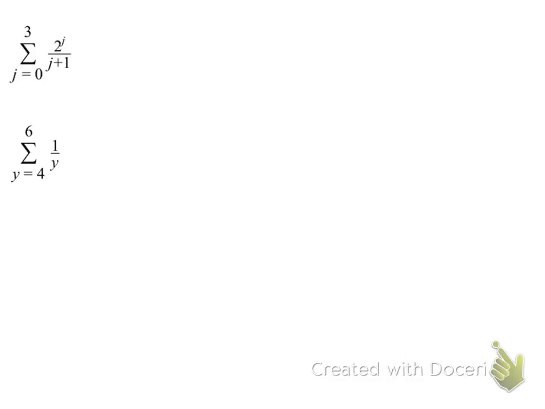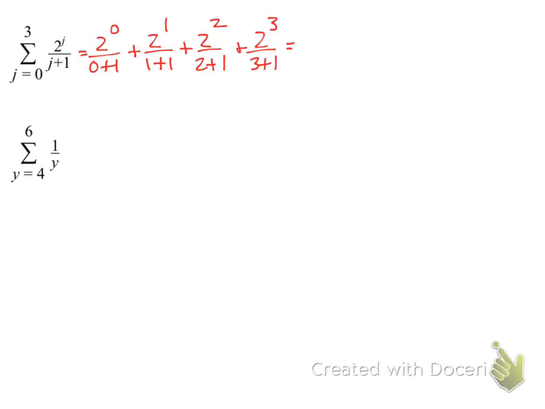Very easy. So 2 to the 0 over 0 plus 1, plus 2 to the first over 1 plus 1. Yeah? Next one, 2 to the second over 2 plus 1, and 2 to the third over 3 plus 1. I think those can be reduced. So 2 to the 0 power is 1 over 1, plus 2 over 2. Hey, that's kind of nice.